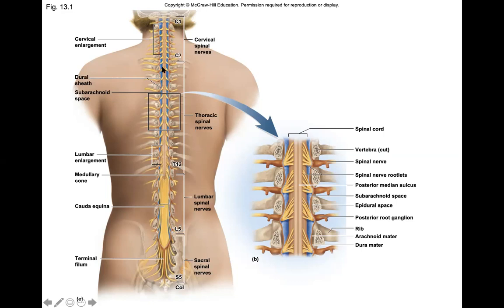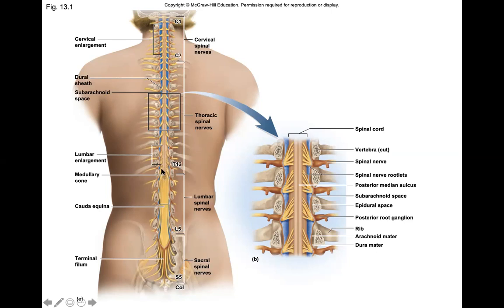As far as the cord itself, you have 2 thickenings. These thickenings correspond with areas of the plexuses, where nerves exit and coalesce together and form these really intricate arrangements. You have a cervical enlargement and a lumbar enlargement. It's just a thickening where the cord gets a larger diameter.